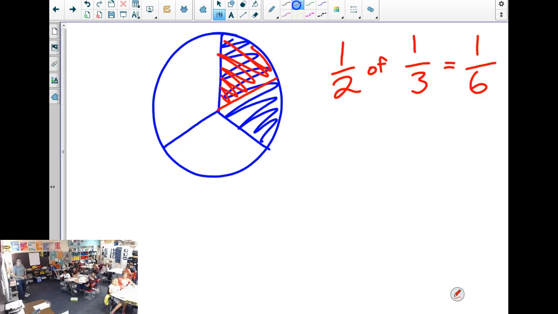Ava says her teacher told them that "of" means multiplication. Yeah, of does mean multiplication. So if I have 2 sets of 3 markers, 2 times 3, I actually have 6 markers.